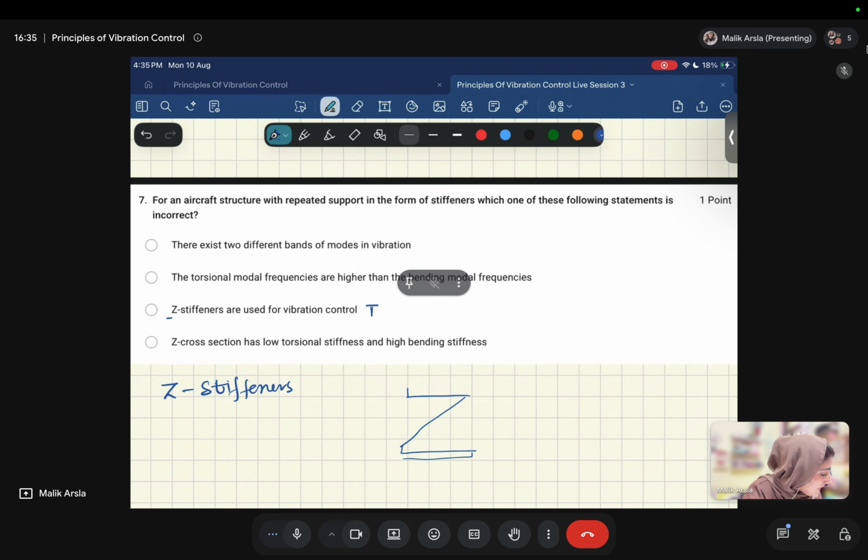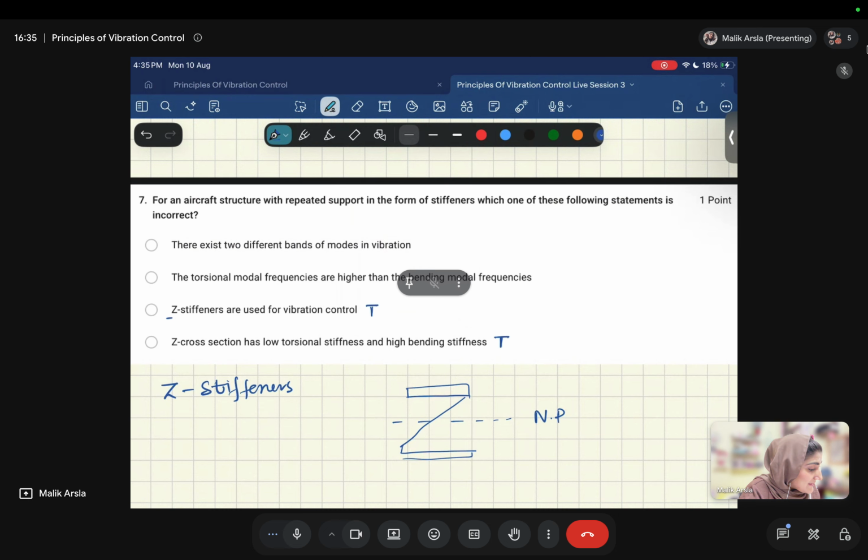Why? Because in case of Z or I cross sections, the mass or inertia, the majority of material, is away from the neutral axis or neutral plane. Because of this, the torsional stiffness will be low and the bending stiffness will be high. So this option is also correct. So these two are correct.